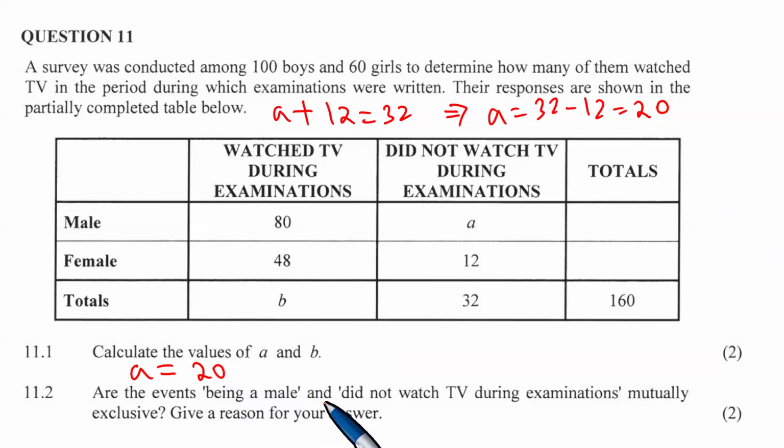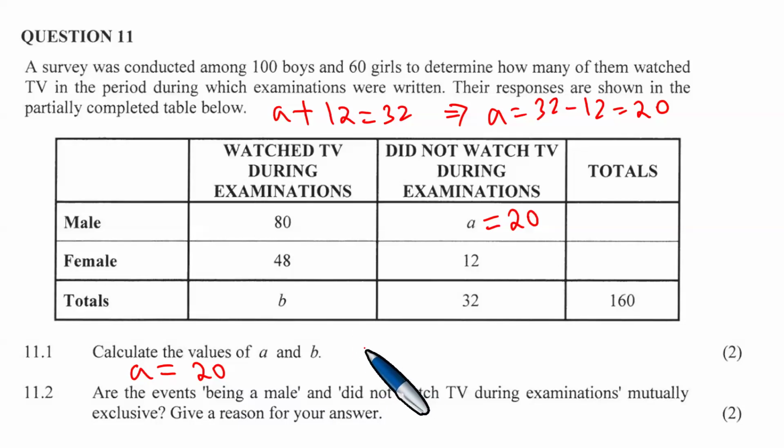Okay, we found A. What is B now? If we found that A is 20, what is the value of B? Nombuso, what do you think the value of B is? Are you able to see that B is this one, right? Yes. What do you think the value of B is, and how do you get it? I think it will be 128. Yes. How do you get it? I add up 80 plus 48.